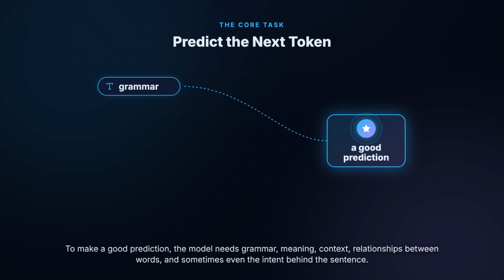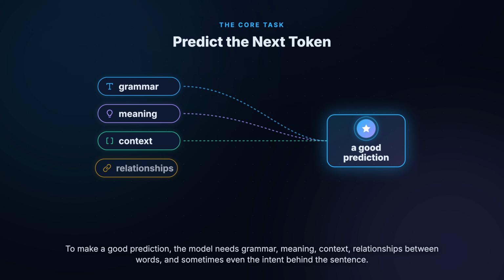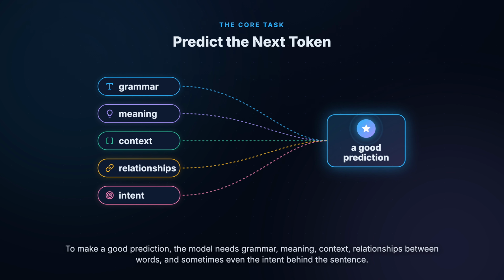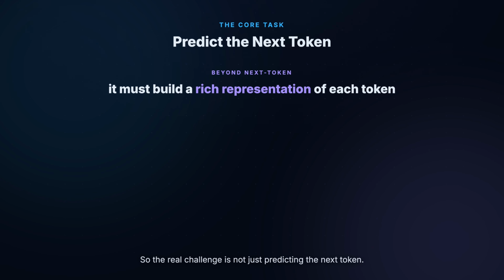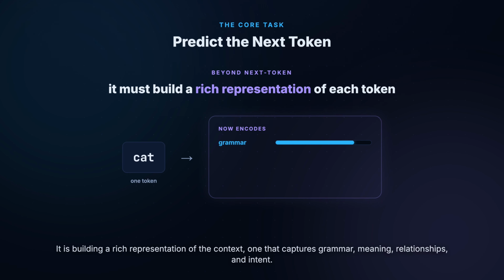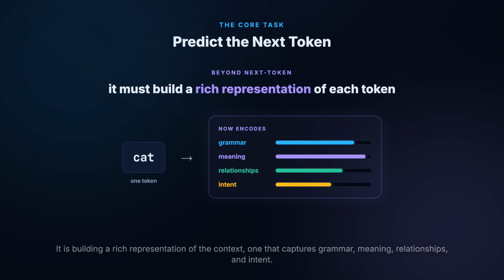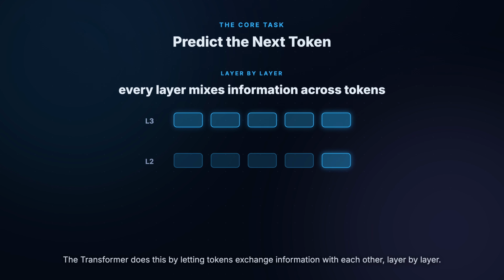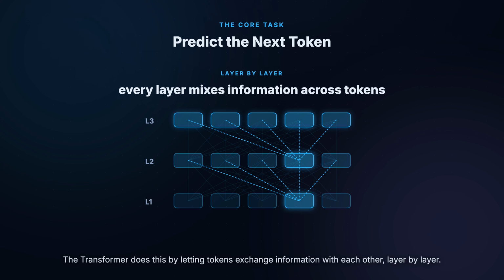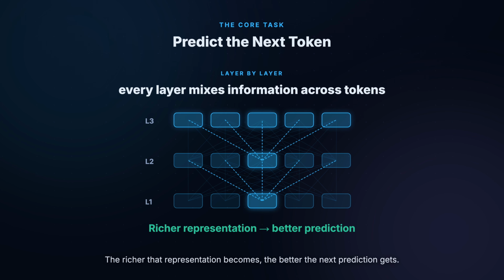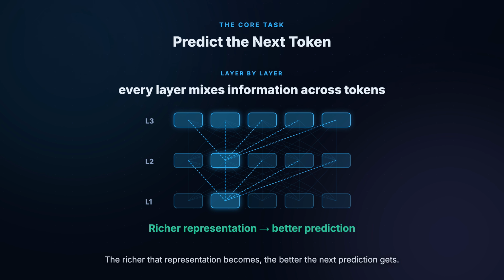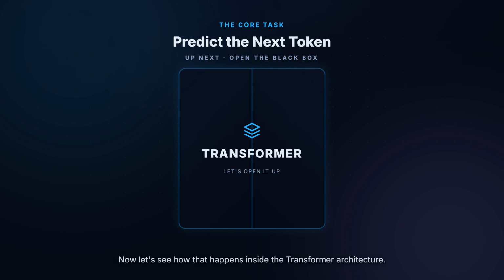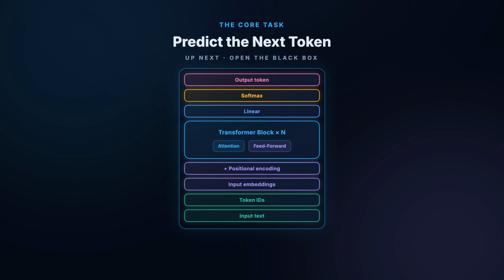To make a good prediction, the model needs grammar, meaning, context, relationships between words, and sometimes even the intent behind the sentence. So the real challenge is not just predicting the next token, it is building a rich representation of the context, one that captures grammar, meaning, relationships, and intent. The transformer does this by letting tokens exchange information with each other, layer by layer. The richer that representation becomes, the better the next prediction gets. Now let's see how that happens inside the transformer architecture.